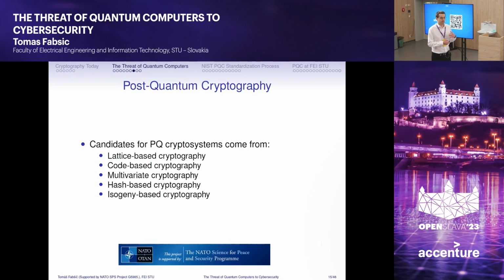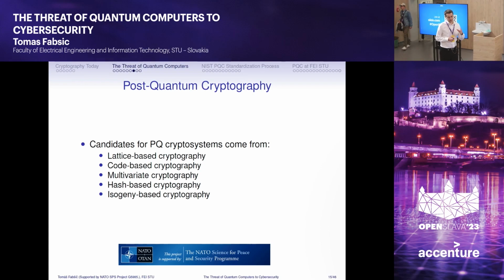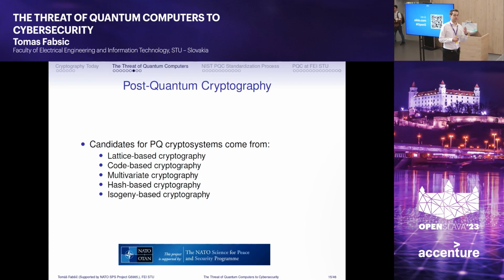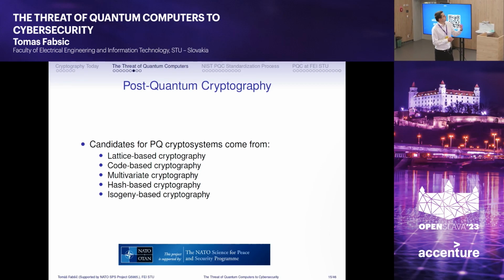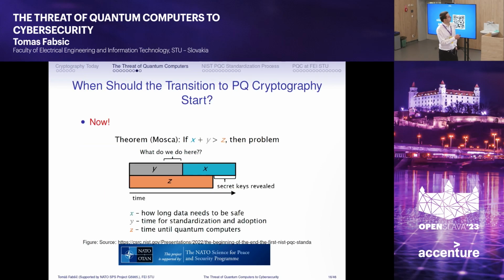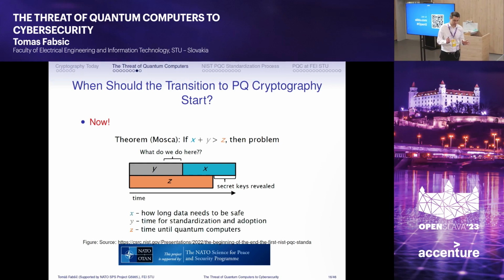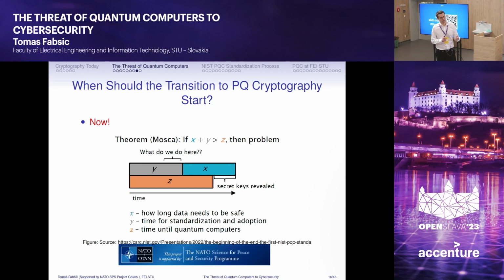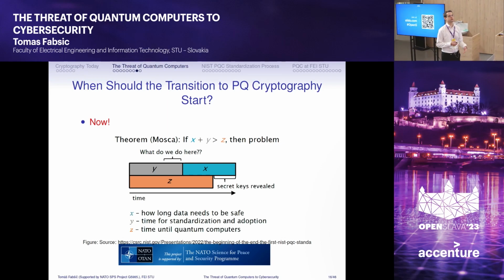So we have a number of post-quantum cryptosystems which we already believe can run on our computers today and should be resistant against attacks of quantum computers. And we actually have various branches for such cryptosystems. Some come from lattice-based cryptography, some come from code-based cryptography, and there are also some other areas of cryptography which produce such cryptosystems. So we already have some cryptosystems which we believe are post-quantum, but now there is this question of when should we transition to such cryptosystems?